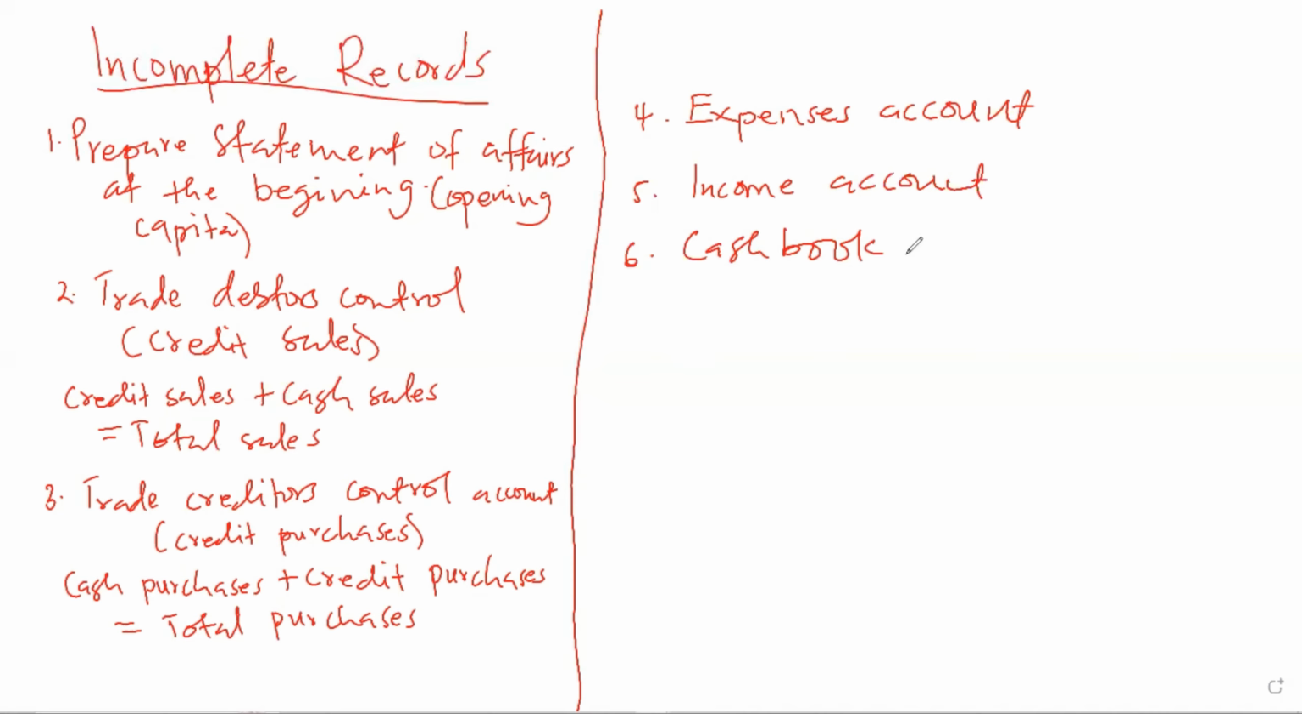So these are the workings that you need to do when you come across single and incomplete records. First, you prepare your statement of affairs to get your opening capital. You prepare your trade debtors to get your credit sales. You prepare your trade creditors to get your credit purchases. You prepare your expenses accounts, all the expenses accounts that you need to prepare an account for. If there is income, you prepare it; if there is not, you just move on. If you don't have to prepare the cash book, you just move on.